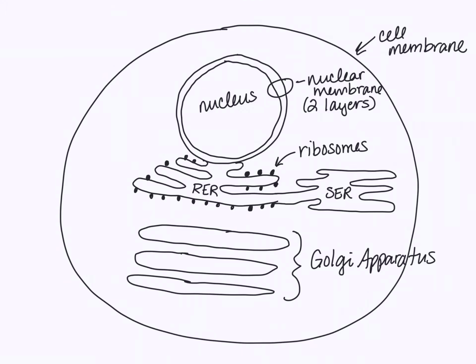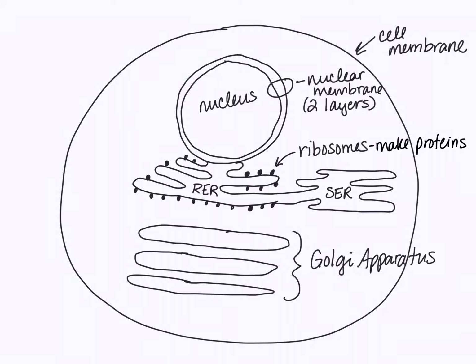So now that we've established what these structures look like, let's talk a little bit more about how they are related to each other. So first of all, if we look at that rough endoplasmic reticulum, we know that ribosomes make proteins. And so the rough endoplasmic reticulum kind of serves as a protein factory, and those proteins are either going to be transported outside of the cell or they're going to become part of the cell membrane.